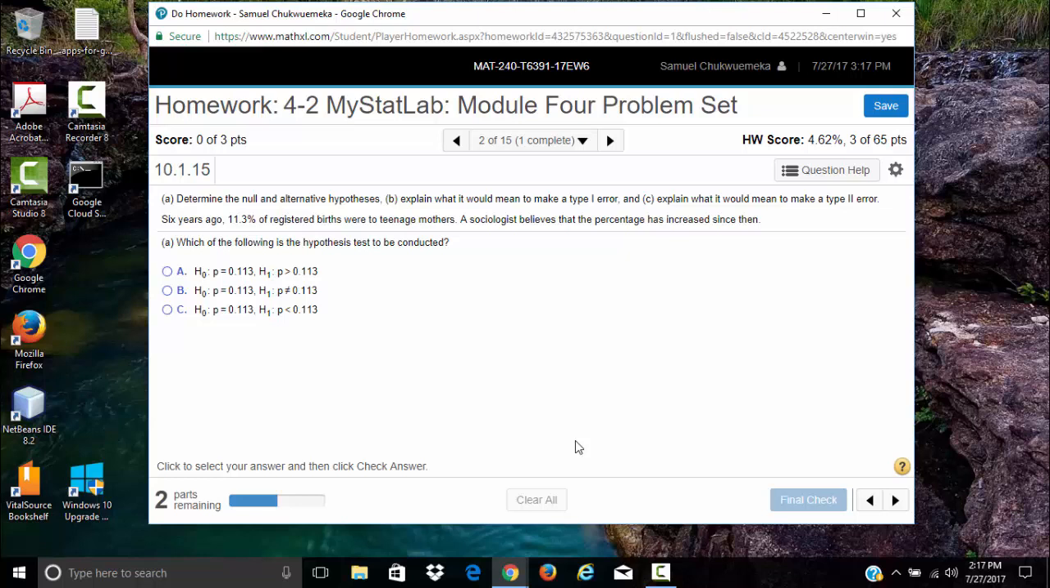The alternative hypothesis could have the greater than sign, it could have the less than sign, or it could have the not equal to sign. The null hypothesis will have the equal sign. The alternative hypothesis should have the less than sign, or the greater than sign, or the not equal to sign.